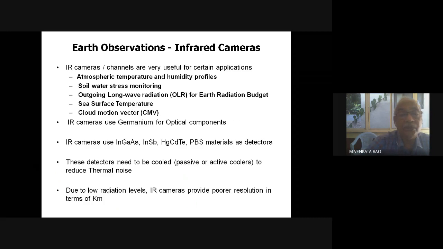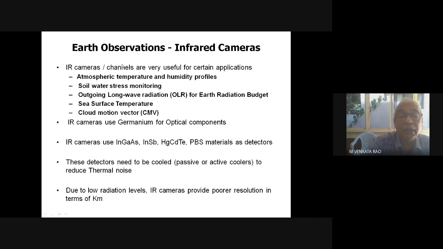Coming to the Earth observation, most of what I have explained is related to optical, up to the visible range, let us say visible and near infrared, 0.8 micron type of things. So if you go further into infrared, up to thermal infrared, then middle infrared, short wave infrared, etc. These infrared cameras can be independent cameras, and in some cameras they can be part of one or two bands. These infrared channels are very useful for certain applications, particularly, for example, atmospheric temperature and humidity profiles.